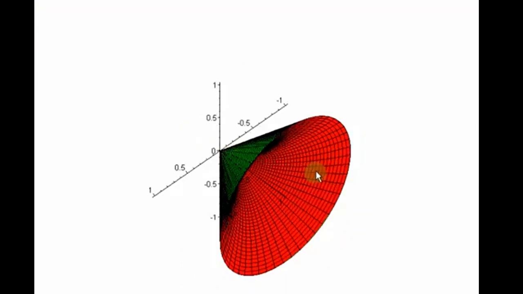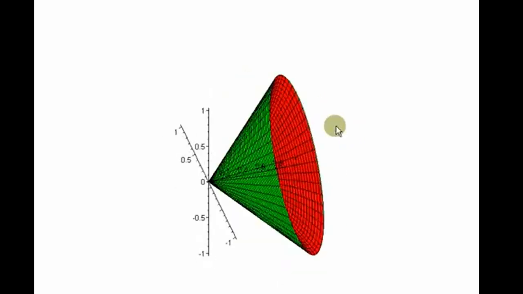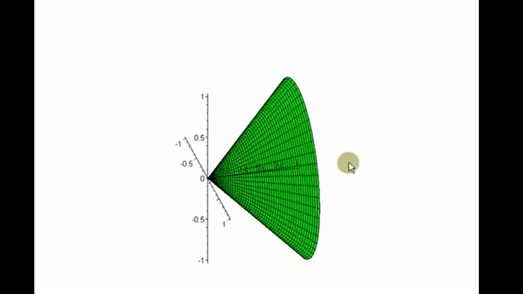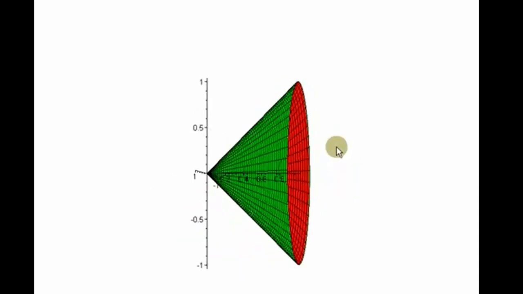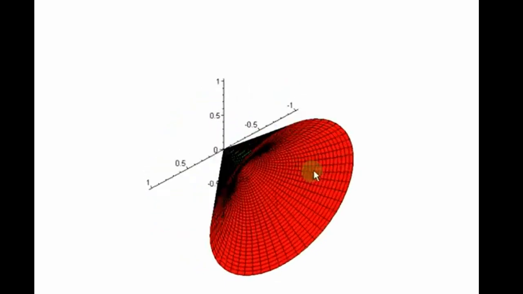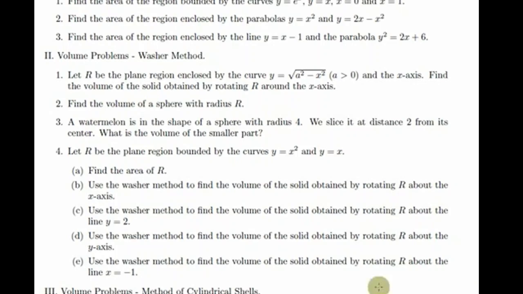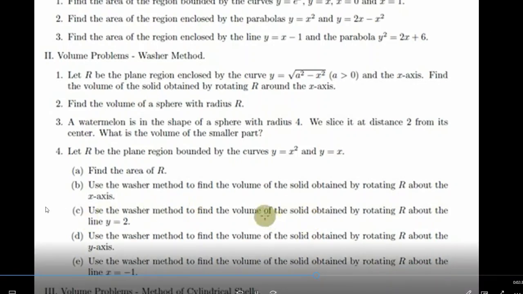The outer surface is the straight cone in green, right? And the inner surface is the curved cone in red. In C, the plane region is the same.